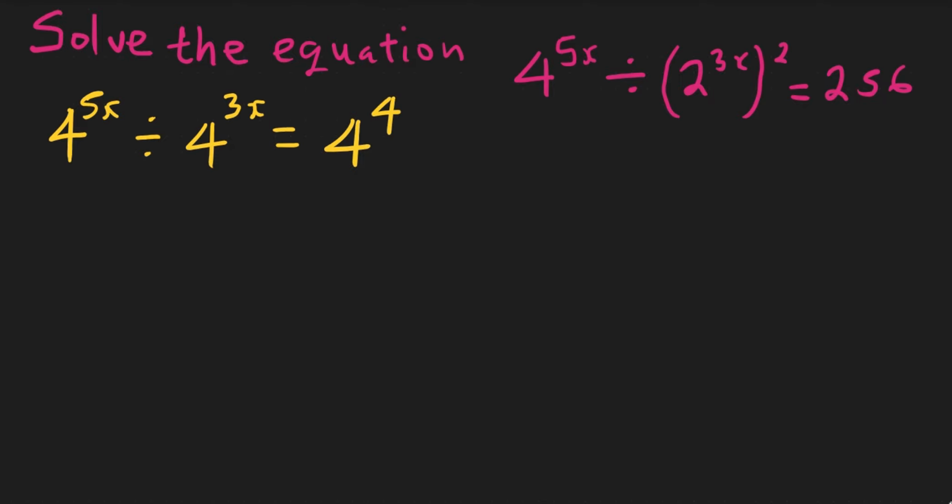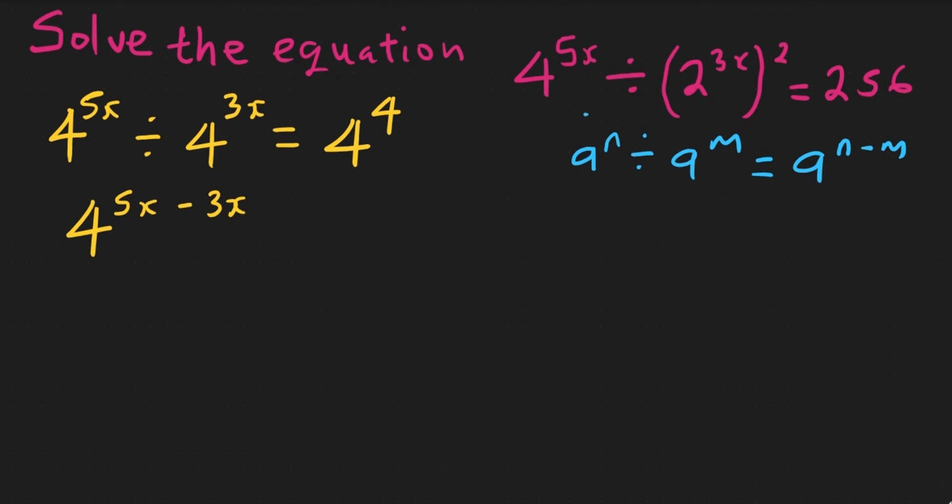So from here we're just going to apply the second law of indices, where if you have a number a raised to power n and you want to divide that by a raised to power m, that will be the same as a raised to power n minus m. So let us apply that in this particular equation. We're just going to have 4 raised to power 5x minus 3x is equal to 4 raised to power 4.